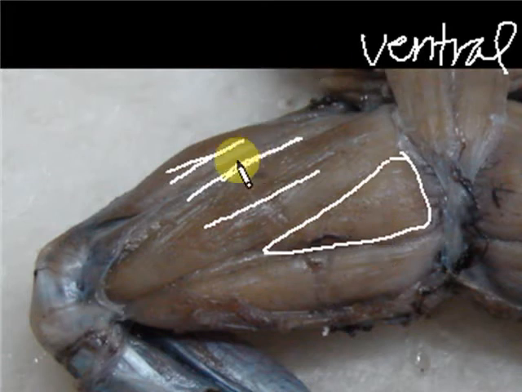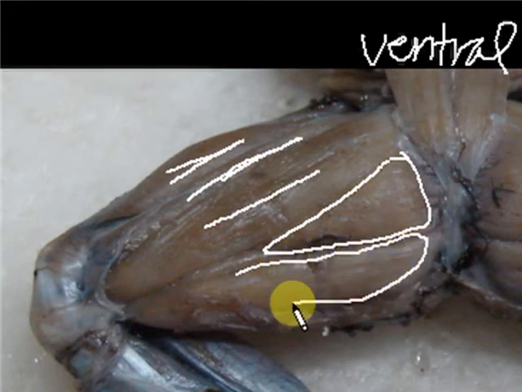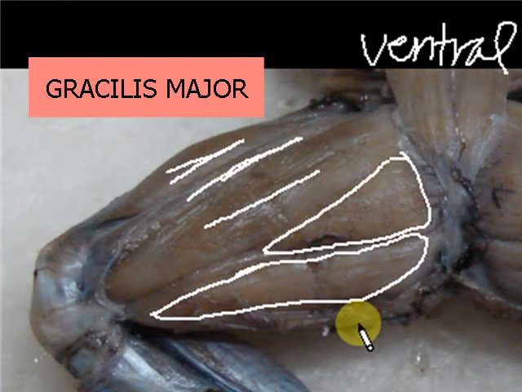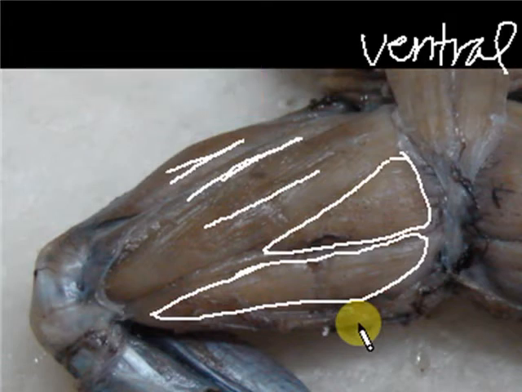Okay, so the adductor longus and then the adductor magnus. Magnus means large. So as you can see, it's quite a big muscle. If you remove the sartorius, you will see how big it is. And then next would be this huge chunk right here. That is your gracilis major. Major again because it is big.